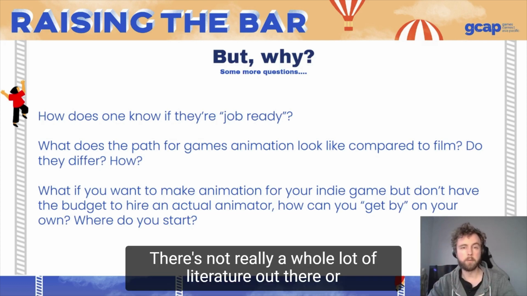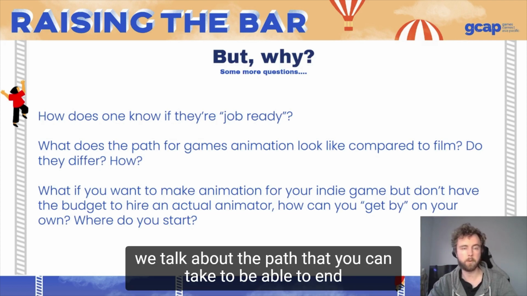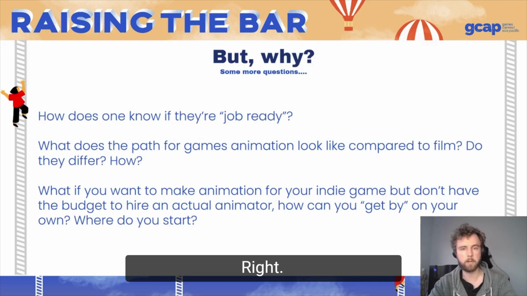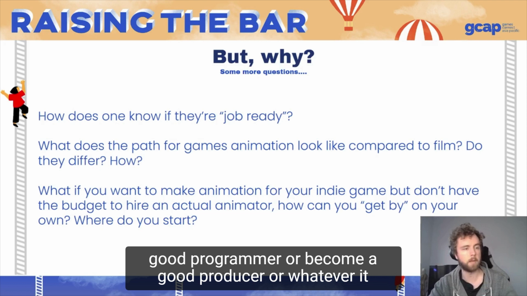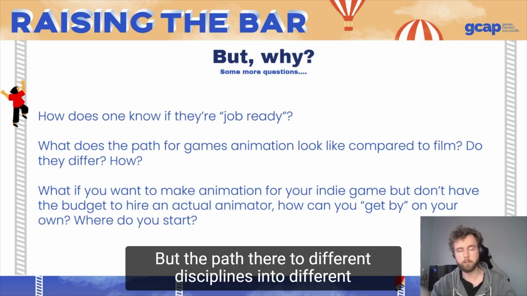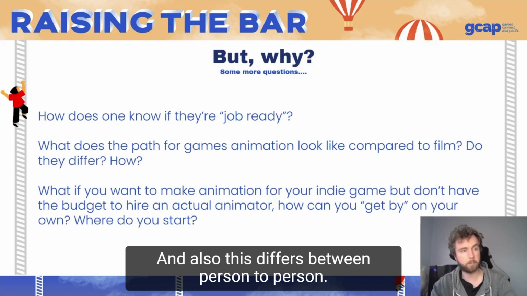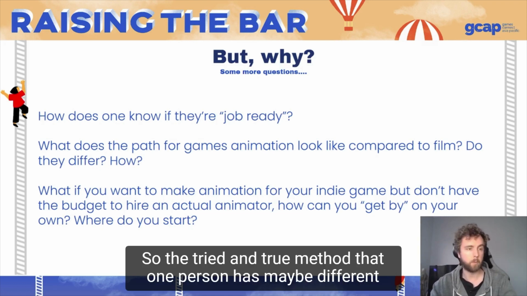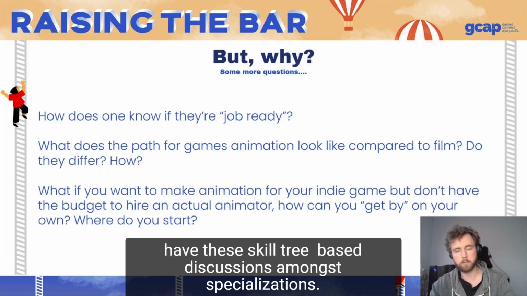There's not really a whole lot of literature out there, or even talks, where we discuss the paths that you can take to end up at certain points, right? The goal is often just to become a good animator, or a good programmer, or a good producer, or whatever it might be. But the path there to different disciplines and different industries can be quite different, depending on how you want to do it. And this also differs from person to person, right? The tried and true method that one person has may be different to another. So I think this is another really good reason to have these skill tree based discussions amongst specializations.